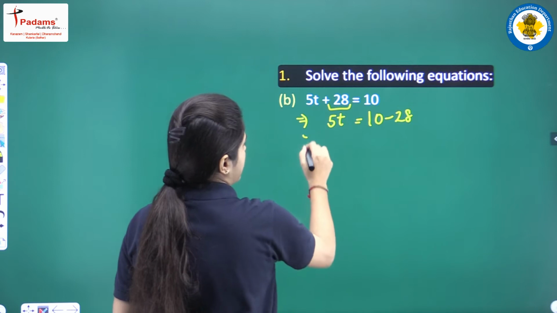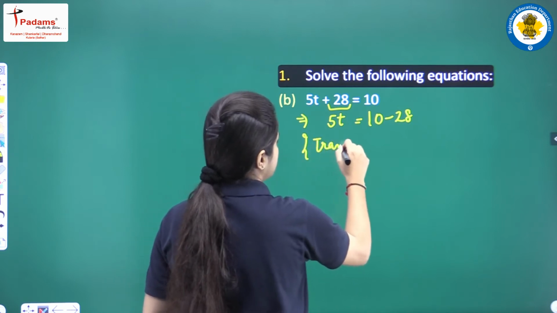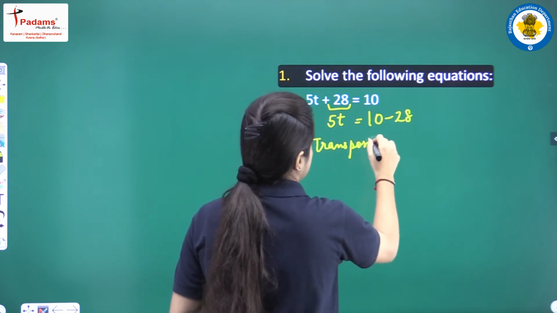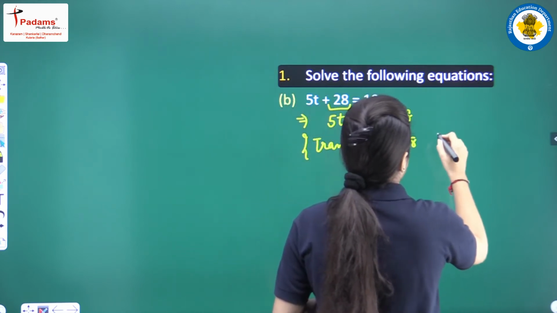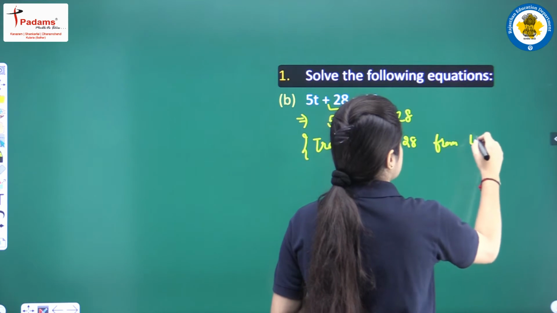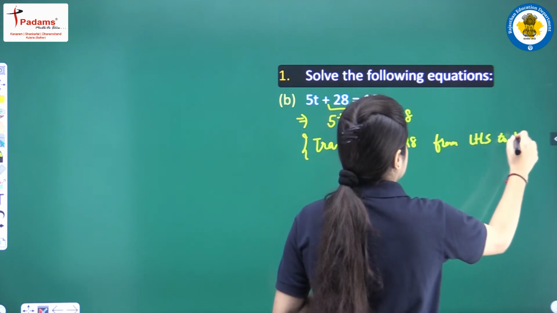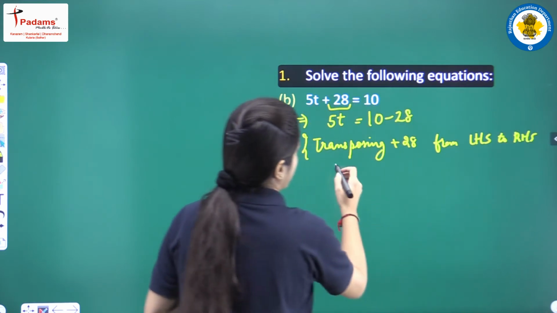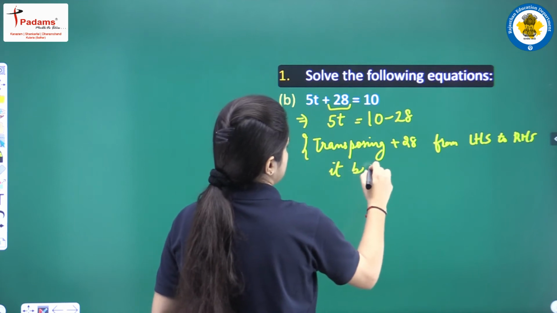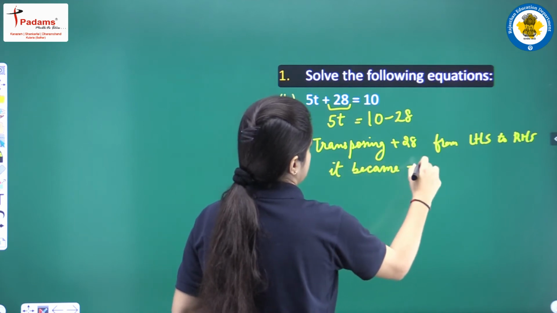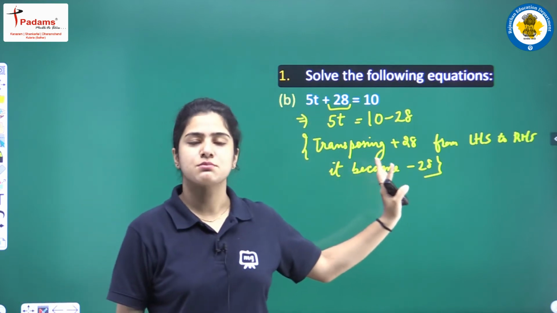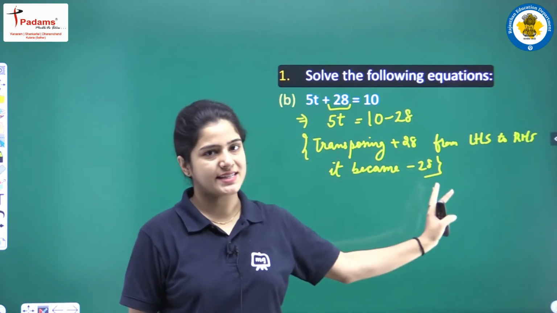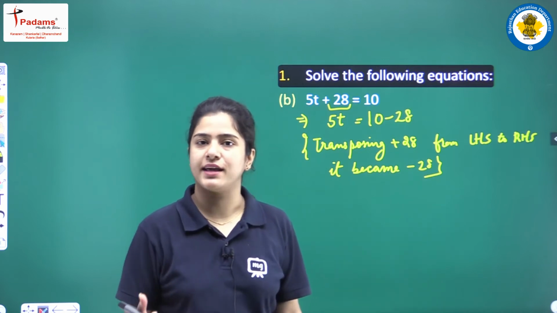Okay, by transposing plus 28 from LHS to RHS, it became minus 28. Right, students? We have transposed this plus 28 from left hand side to the right hand side. So, that is why it became minus 28.